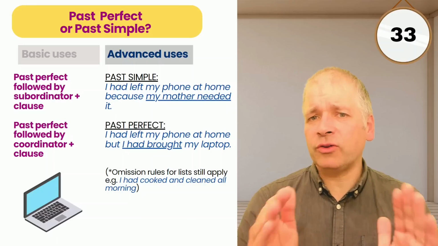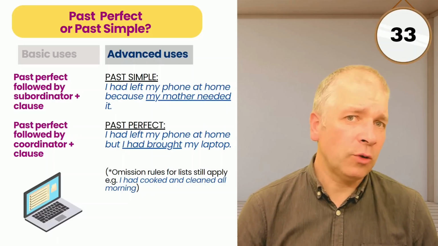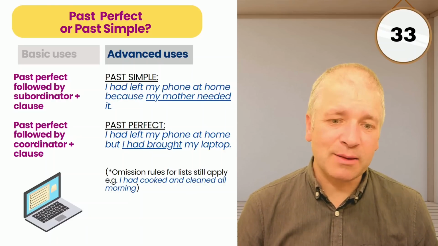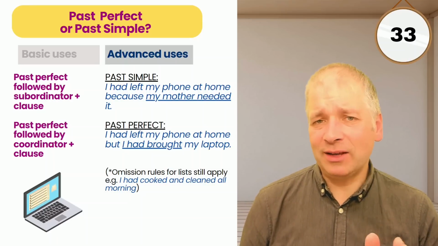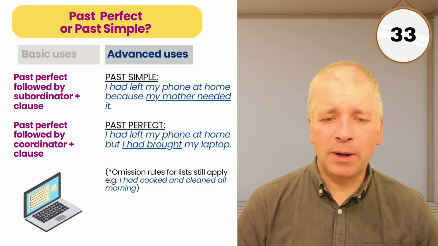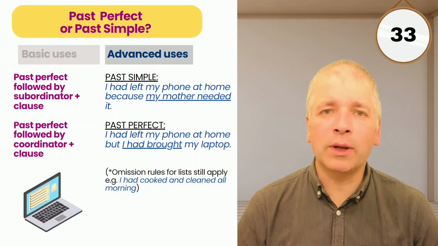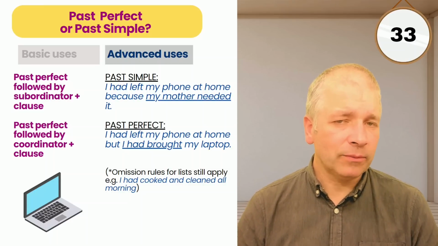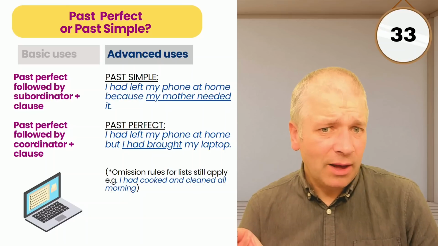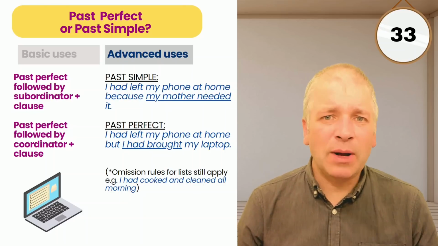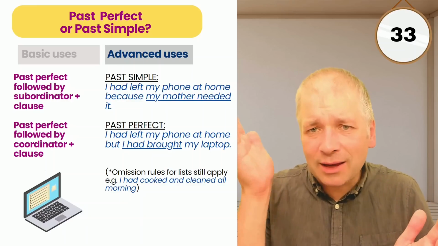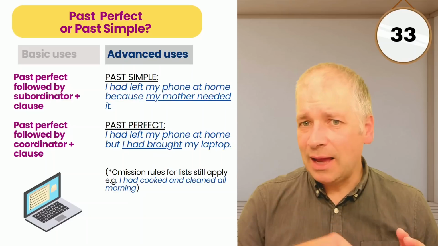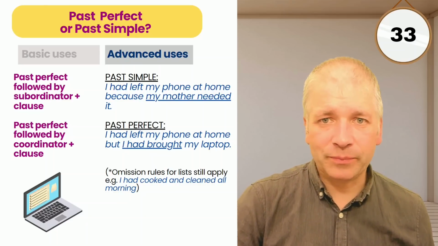Now, this does not mean that we ignore rules to do with omissions or to do with lists. Sometimes when we have a list, we can cut out the grammar if the grammar is repeated in a sequence. Look at the example below. I had cooked and cleaned all morning. So here the use of and takes cleaned and applies had to the cleaned as well as had to the cooked. It's what we can do in lists. If there's symmetry in the list, we can cut out extra grammatical words in the second or third part of the list. Let's move on to looking at future time.